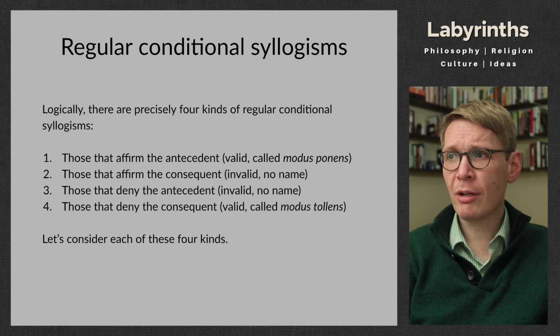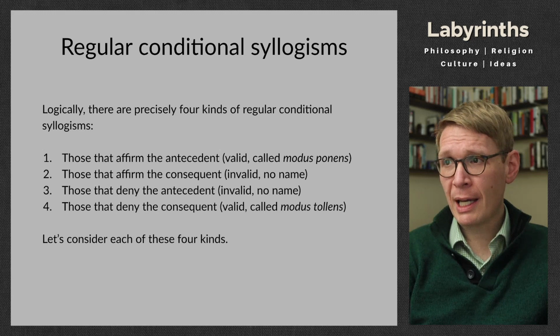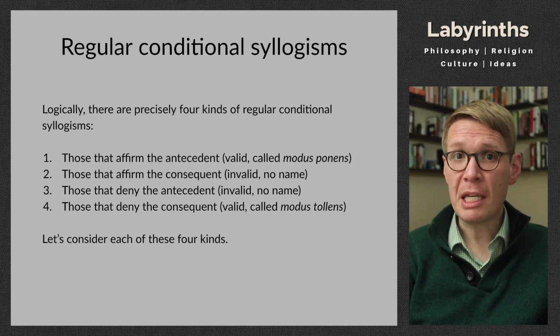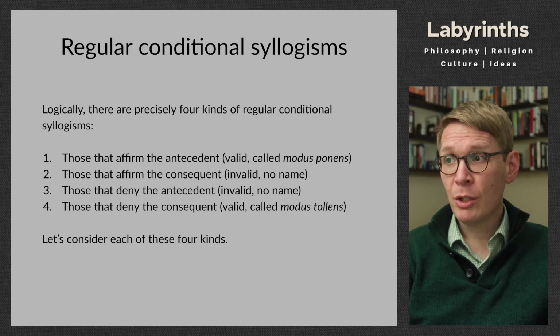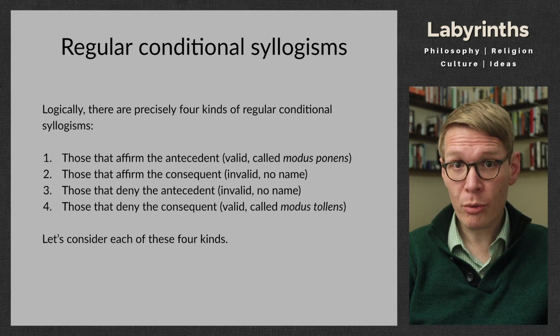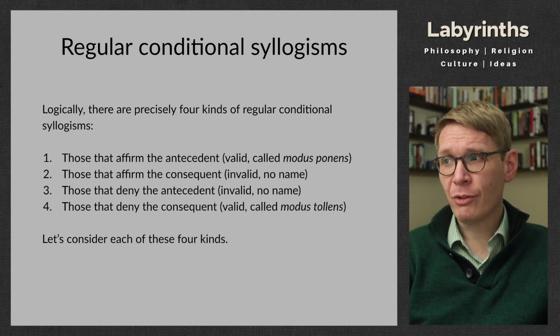And now we can move toward a discussion of the validity of these things. The question of their validity is going to be determined by four kinds of regular conditional syllogisms, because there are, in fact, precisely four kinds. You can affirm the antecedent. So remember, that's the P in if P, then Q. You can affirm the consequent. That is, you can say these things are true: P is true or Q is true. Or you can deny the antecedent, or you can deny the consequent.